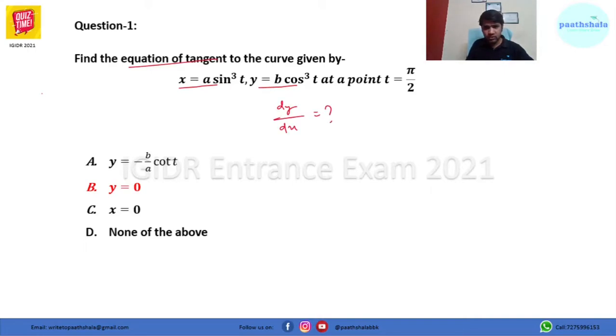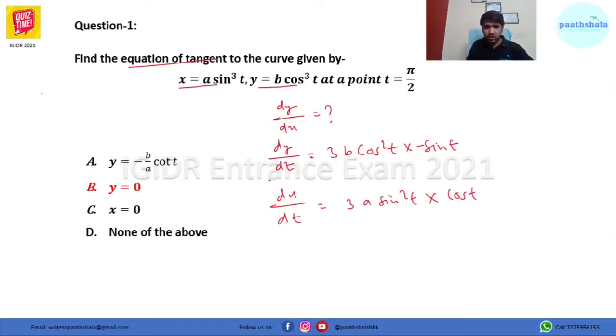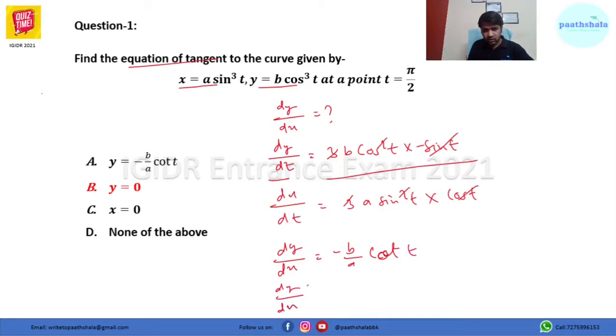For that, we'll have to differentiate the y function with respect to t. This will come out to be 3b cos square t, and the differentiation of cos t will come out to be minus sin t. Then differentiation of x with respect to t will come out to be 3a sin square t into cos t. Now divide on both the sides, and 3 gets eliminated, cos t gets eliminated, sin t gets eliminated. Here dy by dx comes out to be minus b upon a cot t. Now find dy by dx at t equals pi by 2.